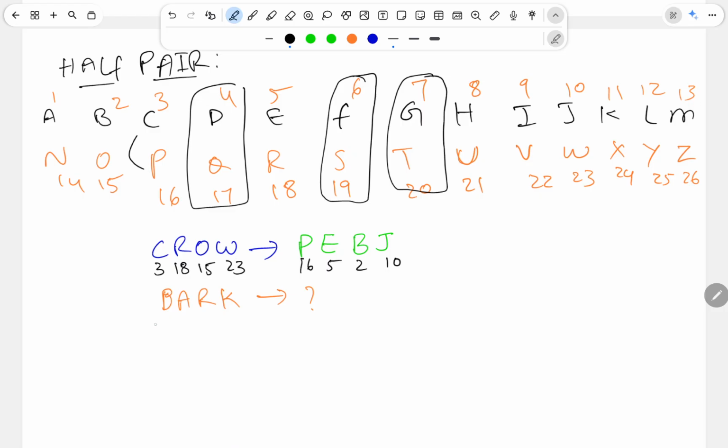Hope you understood. Now bar: 2, 1, 18, 11. So 2 is less than 13, so add 13, it becomes 15, which is O. Then 1, less than 13, so add 13, it becomes N. Then 18, more than 13, so subtract 13, it becomes E. Then 11, less than 13, so add 13, it becomes X. So ONEX. Hope you understood what is full pair and half pair. Then letter to.